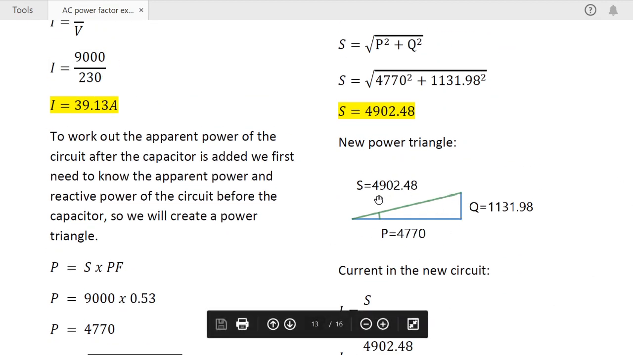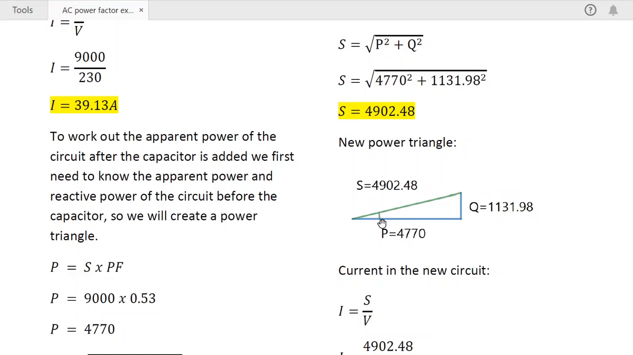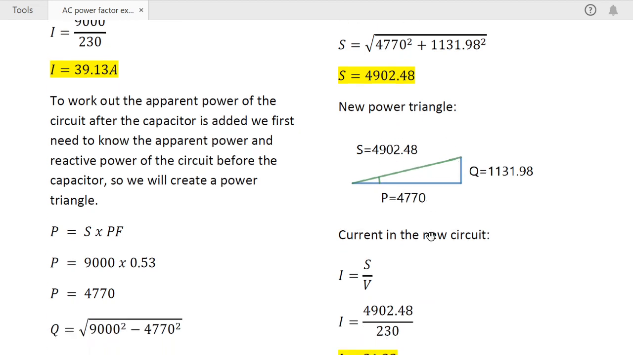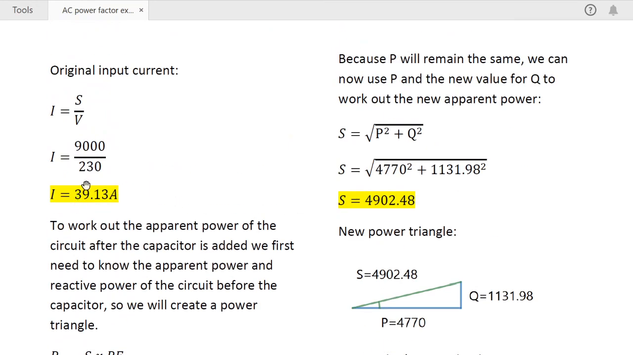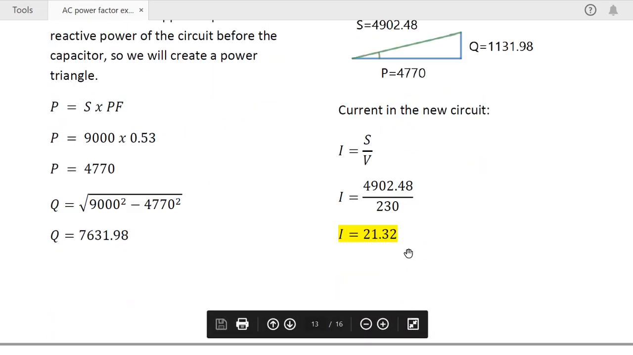So here's our new power triangle here, and our new S, our new Q, and our P was the same. Notice that our angle is much smaller and our Q side is much smaller, and we have a much better power factor. Current in the new circuit, the same formula, apparent power divided by voltage, 4,902.48 divided by 230, so our new current will be 21.32. Notice if we go back over here, the original current was 39.13.